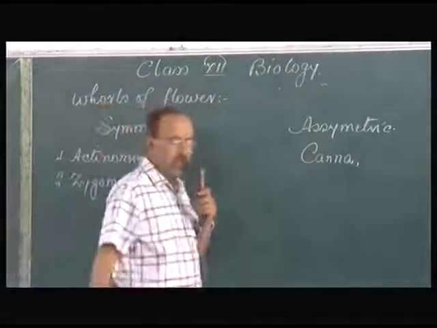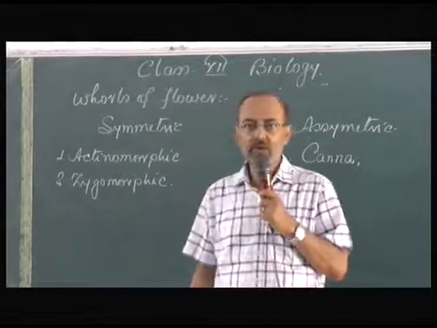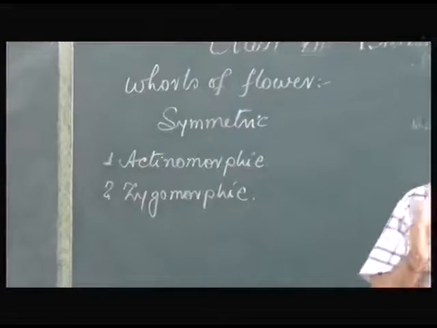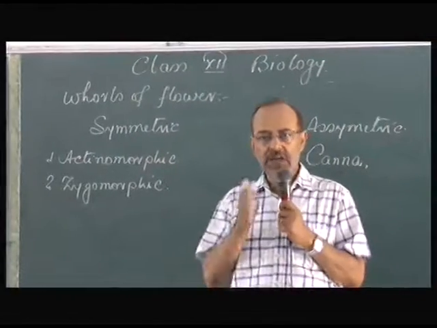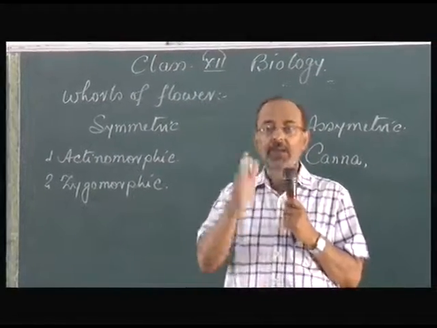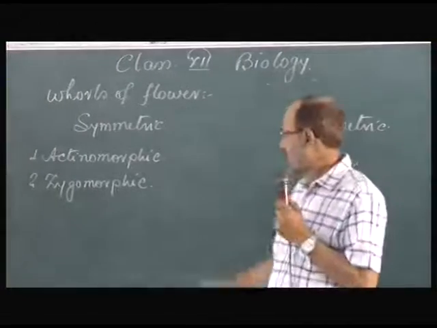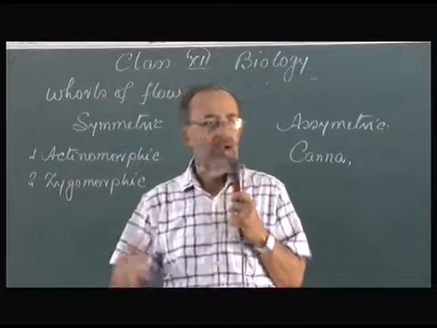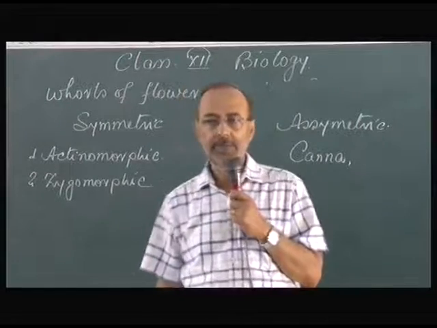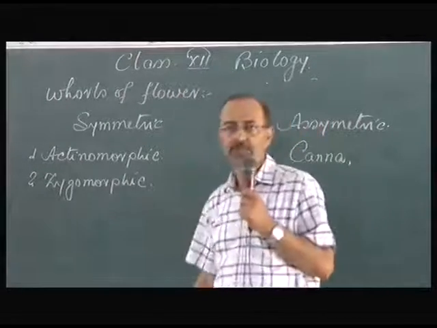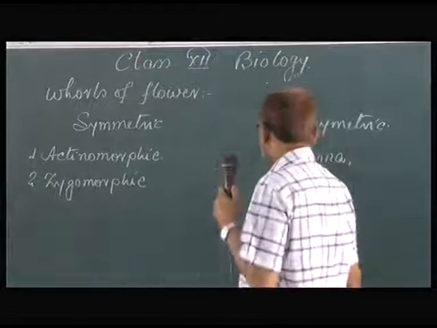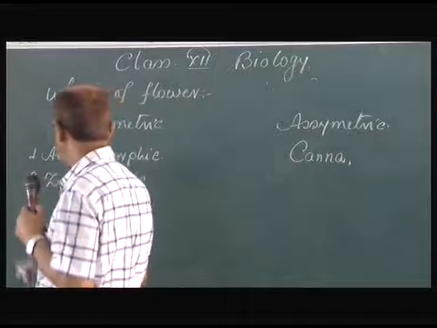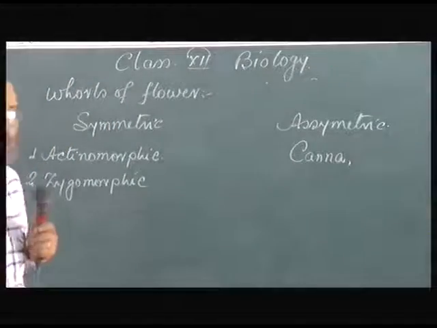Those flowers are known as zygomorphic in nature, which cannot be divided into exactly two equal parts when cut vertically along any direction. They may be divided into exactly two equal parts when cut vertically along a single plane. Clear? The most common example of zygomorphic flower is the flower of pea, or the other members of the pea family. So this is zygomorphic flower. Clear? Fine. Now come to the different whorls of the flower.